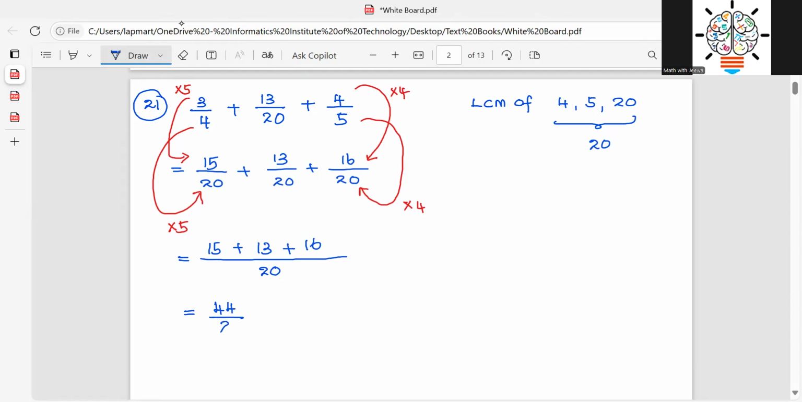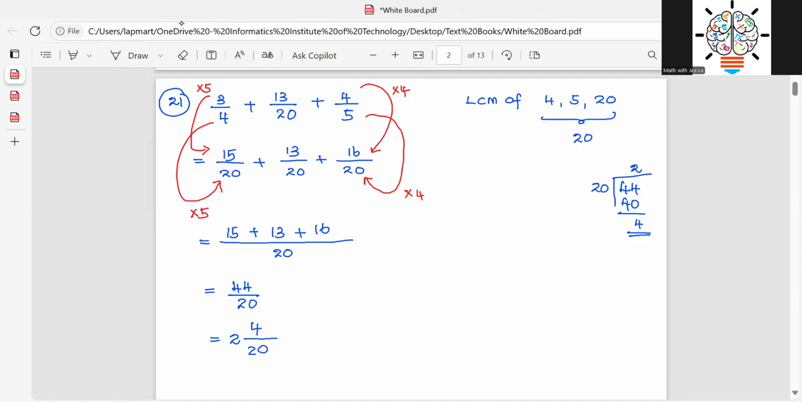44 over 20, then what you do, 44 divided by 20, right? So then 20 times 2, 40, and 4, like this. So then how I'm going to write that here: 2, the whole number, then I have 4 over 20. I can simplify this, right? So then I write the simplified version, that is 2, 1 over 5.